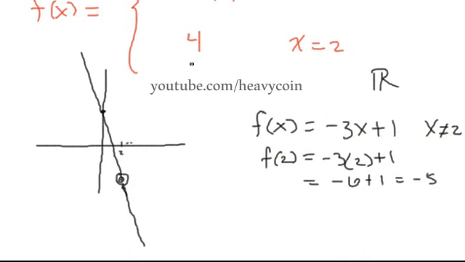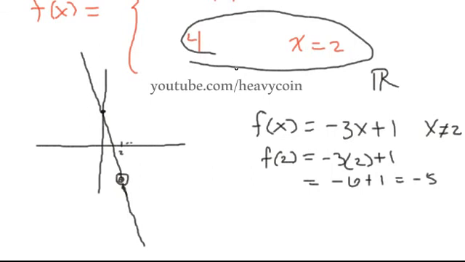Alright, now what about that mystery? Well, this is f of x is equal to 4 only when x is equal to 2. Only when x is equal to 2. So we plug 2 in, and the only thing we get out is 4. And we'll say that that's up here somewhere. It's just a dot. That's all that it is. It's just a single point.